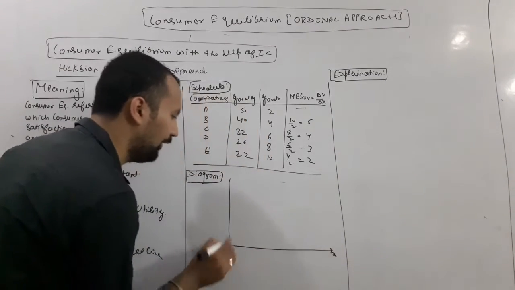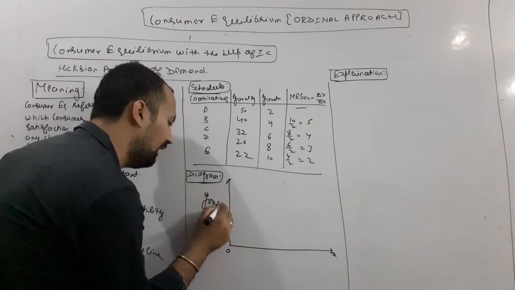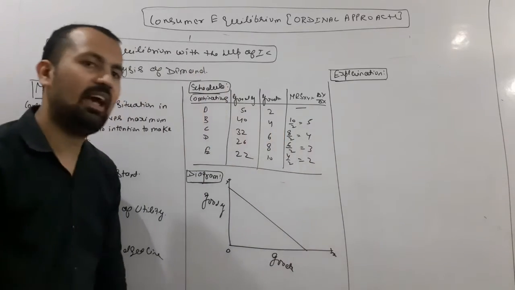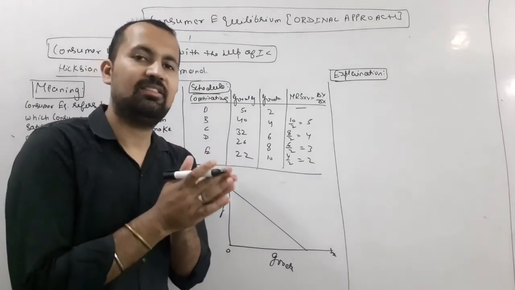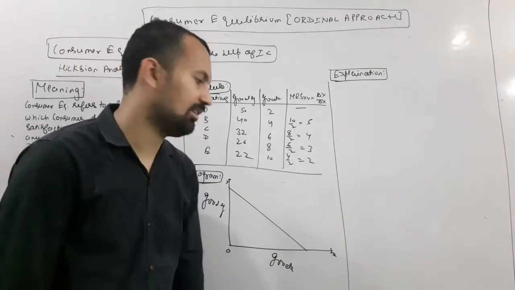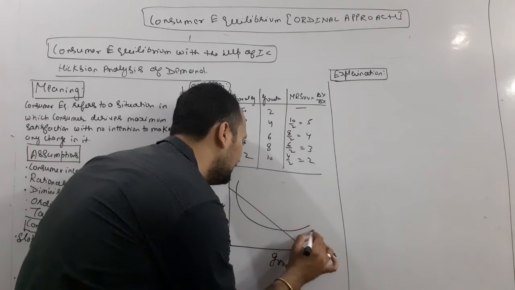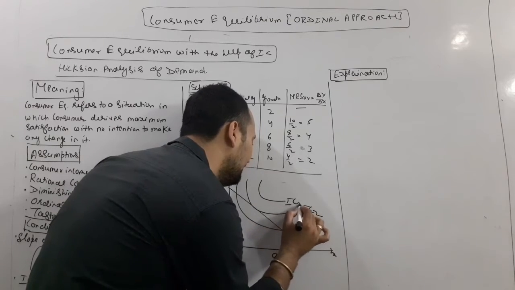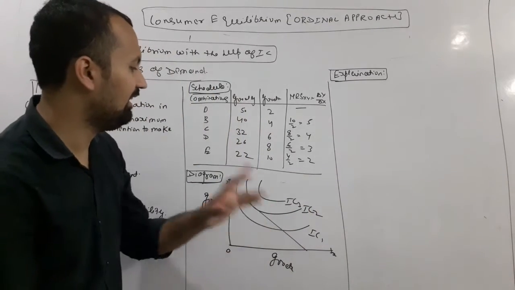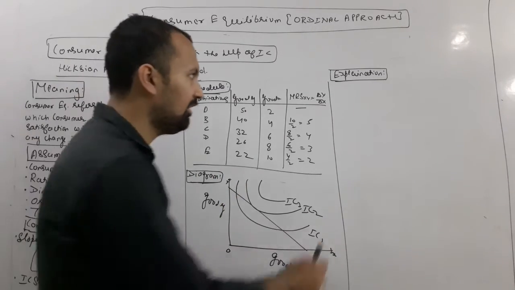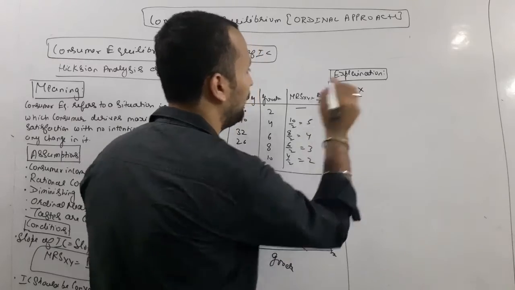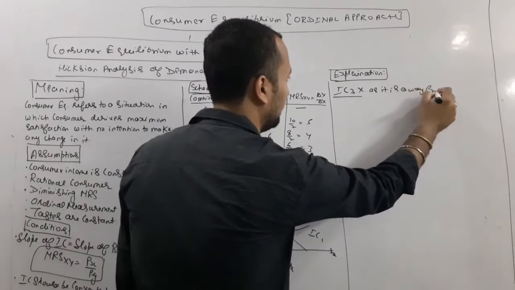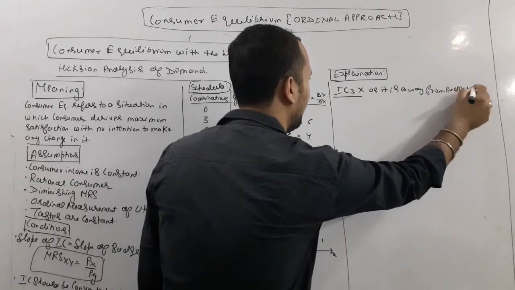This is the x-axis, this is the point of origin, this is the y-axis. This is good Y, this is good X. Equilibrium is a situation where IC and budget line should be together. It means IC should be tangent to the budget line. Tangent means touching the budget line. I am preparing three indifference curves here: one is IC1, one is IC2, one is IC3. Now as per the situation, IC3 gives the maximum level of satisfaction, but it is not the point of equilibrium, as it is away from the budget line.